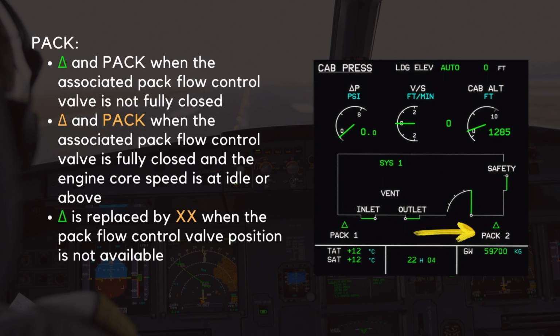The pack triangle is green, and pack indication is white when the associated pack flow control valve is not fully closed. Both indications are amber when the associated pack flow control valve is fully closed and the engine core speed is at idle or above. The triangle is replaced by two amber crosses when the pack flow control valve position is not available.